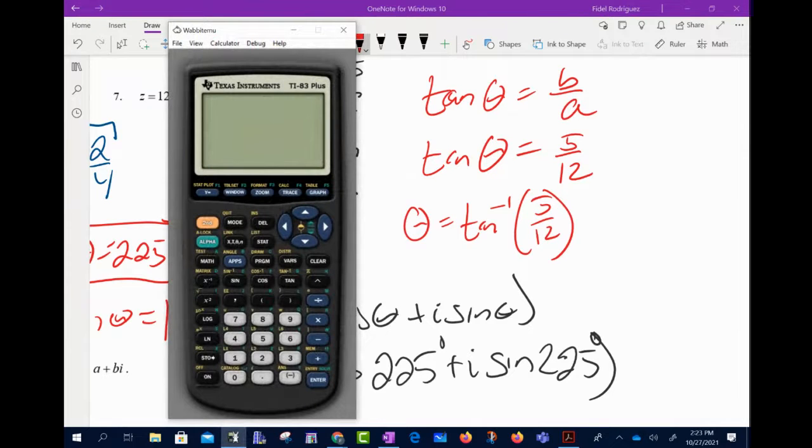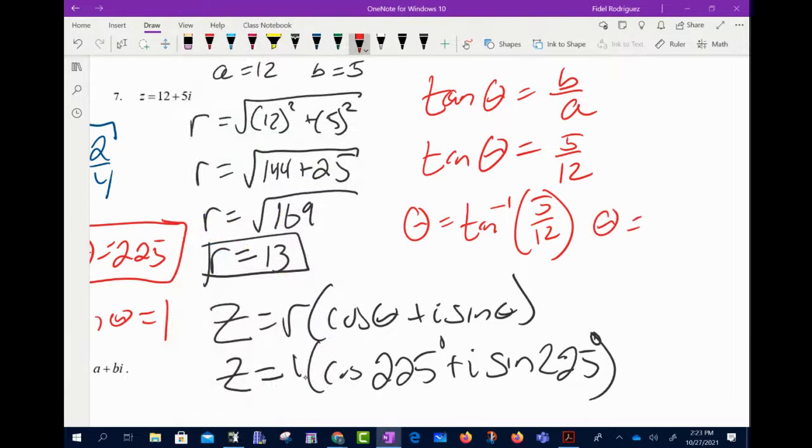So first thing I'm going to do, I'm going to pull up my calculator, and I'm going to turn it on, let me clear it. I'm just going to check to see what mode I'm in. I'm in radian mode, but I'm going to go ahead and move it over to degrees, just because that's what I like dealing with. All right, so we're going to go second tangent inverse of 5 over 12 and 22.6. There you go. So theta is 22.6 degrees.